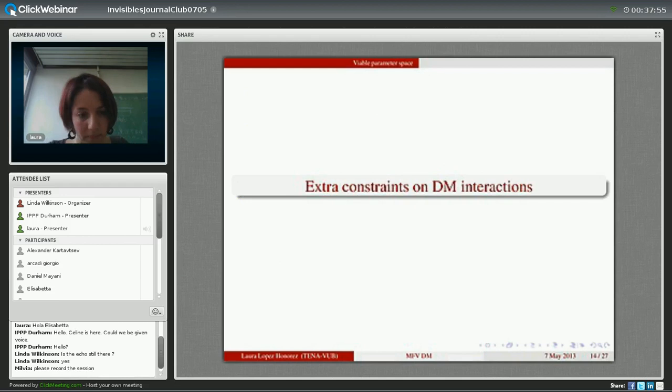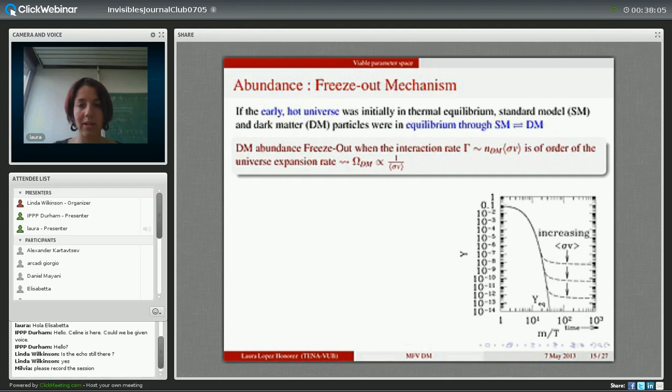Okay, so now I want to discuss, in general, the constraints you have on dark matter phenomenology. Typically, you have to take into account the fact that you want to have the right relic abundance of dark matter. In our analysis, we have been considering the freeze-out mechanism, which assumes that at the origin, the dark matter is in thermal equilibrium with the standard model particles through a certain number of processes, which can involve annihilation of dark matter into standard model particles. And the dark matter abundance is going to freeze out when the interaction rate of dark matter, which goes as the number density of dark matter times the annihilation cross-section, is of order of the expansion rate.